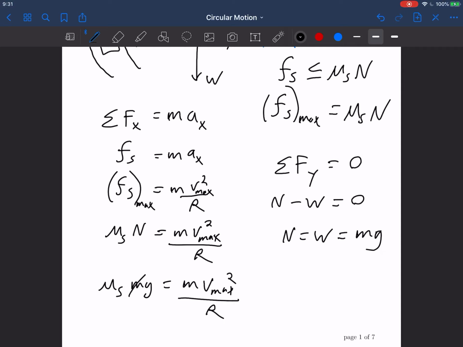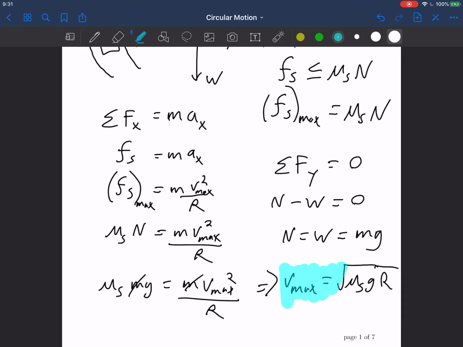Okay, so our mass is going to cancel, and we end up with a formula where V max is equal to the square root of mu sub s g times r. That's a really nice result. That is the equation for the maximum speed that we can go around a corner in our car.